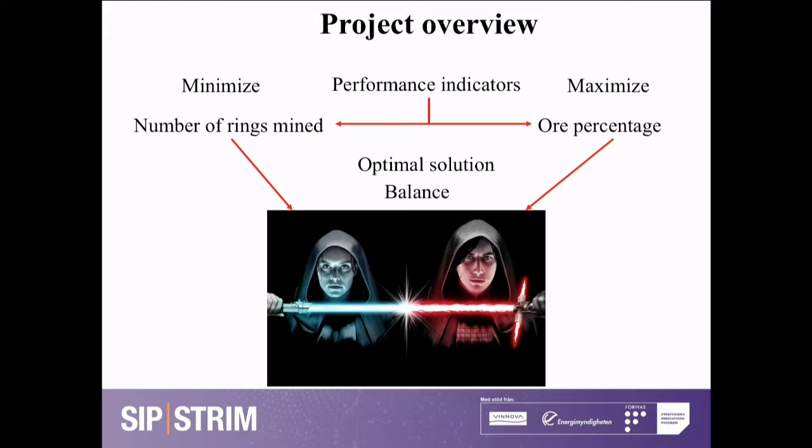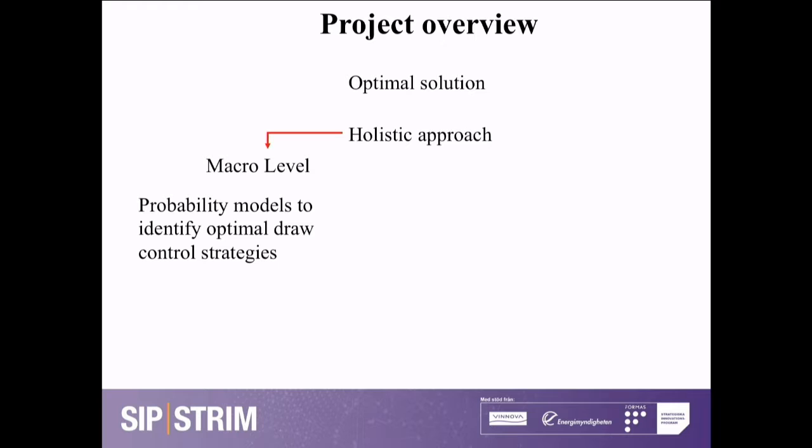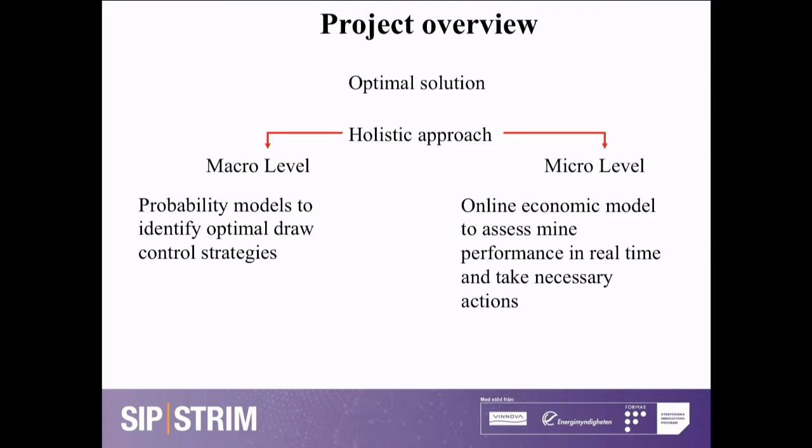And we try to control that using a holistic approach where we first have, on a macro level, a probability model that we created that looks into the different draw control strategies and gives us the number of rings mined and the ore percentage for different strategies. And on the micro level, we have created an economic model which looks at each individual ring and tells us about the profitability of that ring and gives us an idea of when to stop loading.